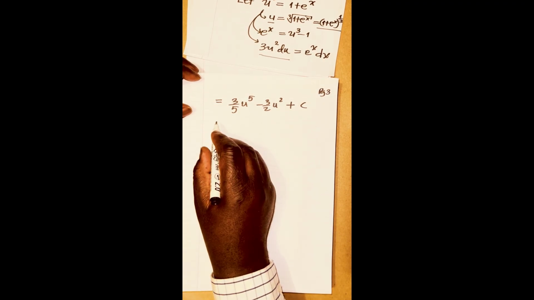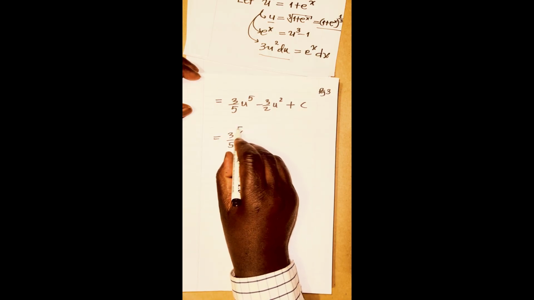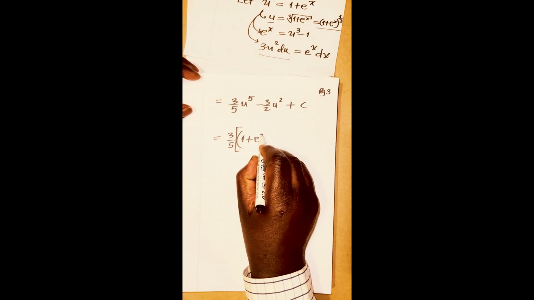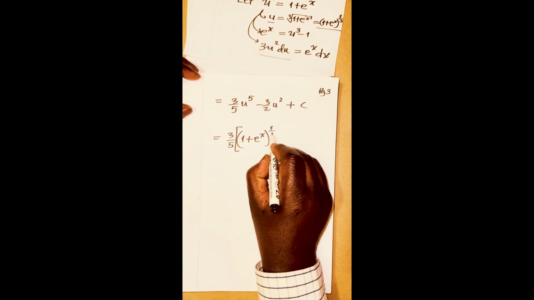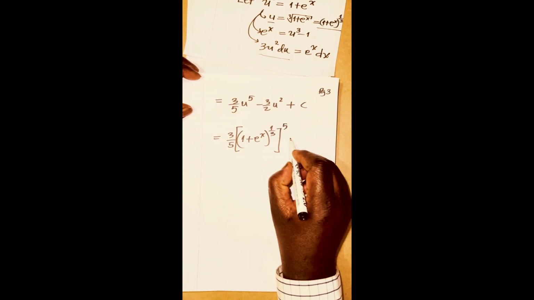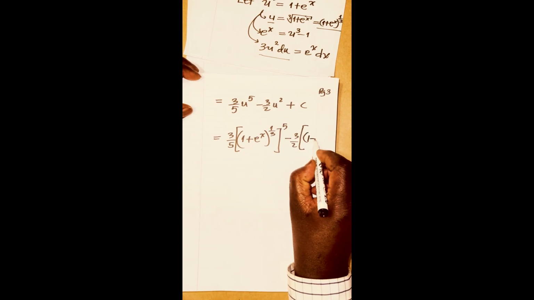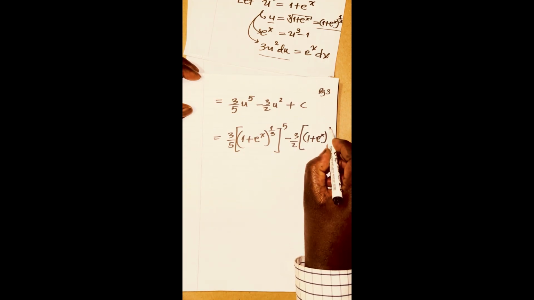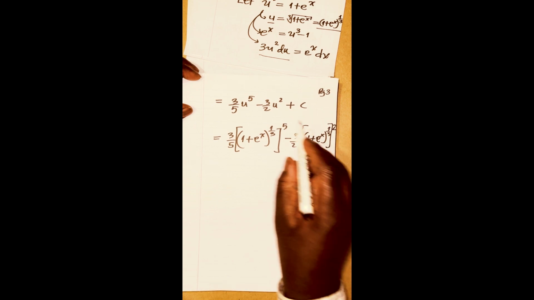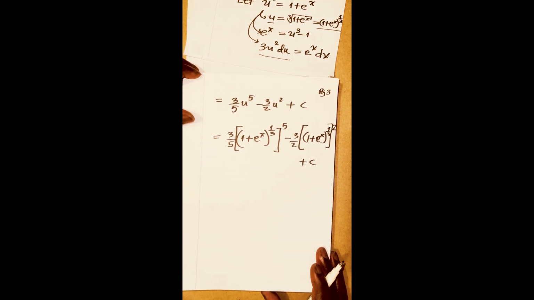So what I'm saying now is this is the same as 3 over 5, and then I'm going to have to use round brackets in there and square brackets. 1 plus e to the power x, we're saying this is power 1 over 3, that's u, but it has to be to the power 5. And then we have minus 3 over 2, again the same story, 1 plus e to the power x, power 1 over 3. This whole expression has to be squared, as you can see there's a 2 there. And then we have to say plus c as our constant of integration.